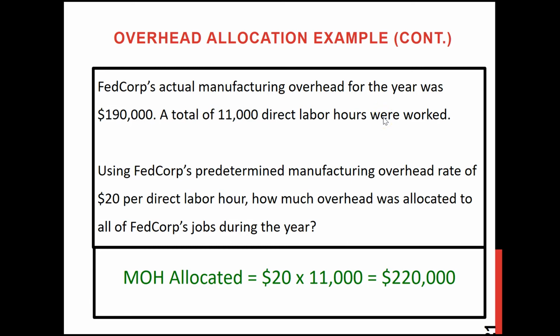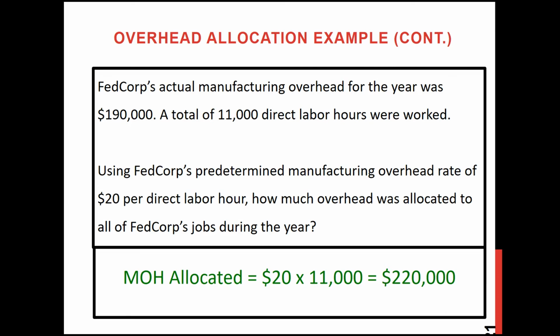So now, if you would like to calculate their allocated manufacturing overhead, this is the rate: $20 per direct labor hour, and for all of their jobs throughout the year, their actual labor hours are 11,000. That means their allocated manufacturing overhead cost is $220,000. We call it allocated manufacturing overhead cost because this cost is based on a predetermined rate. It's not the actual overhead cost.